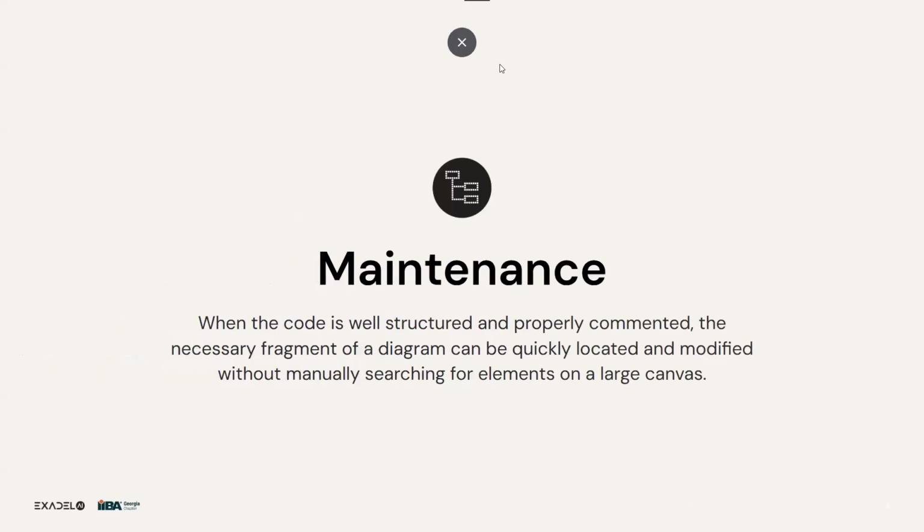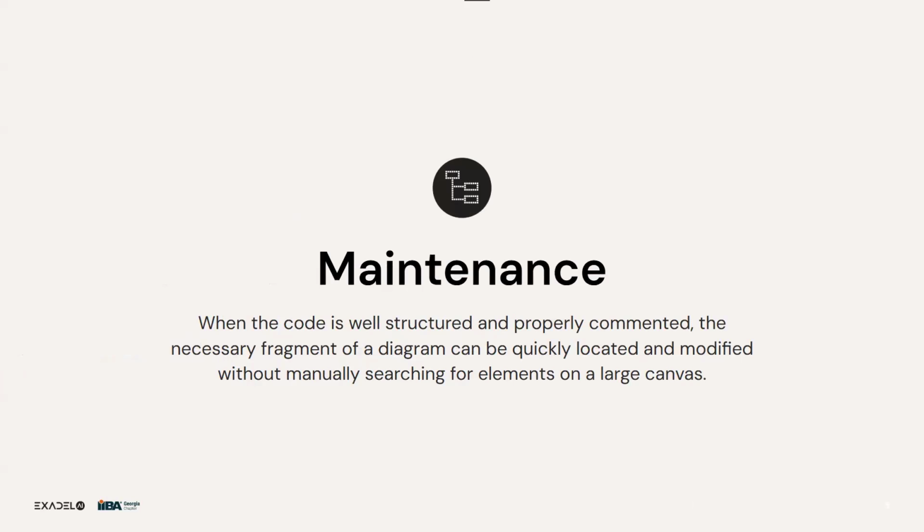Diagrams as code significantly simplifies keeping architecture diagrams up to date as the system evolves. When the code is well structured and properly commented, the necessary fragment of a diagram can be quickly located and modified without manually searching for elements on a large canvas. This approach makes changes more transparent and manageable for the entire team.